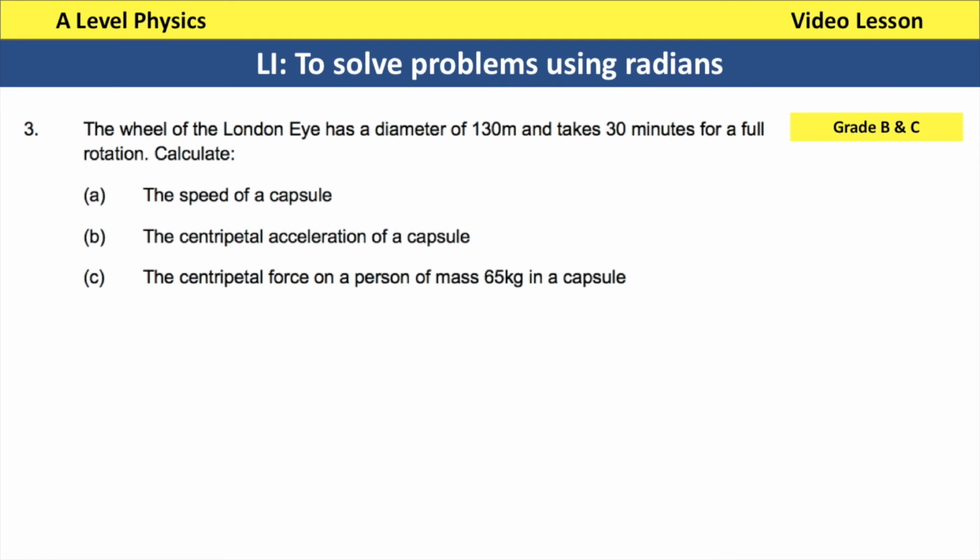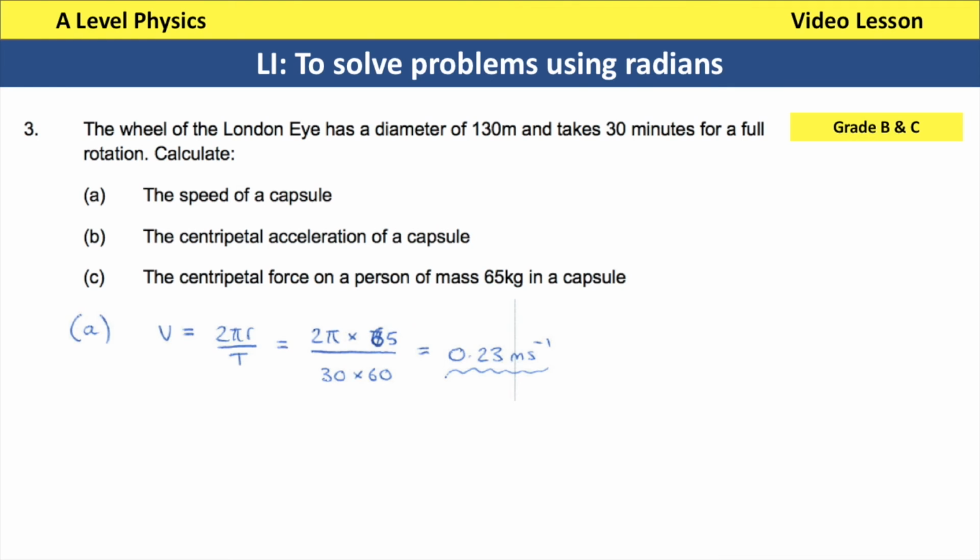Question 3. The wheel of the London Eye has a diameter of 130 metres and takes 30 minutes for a full rotation. Calculate the speed of the capsule. So we've been given its diameter and its period. A little bit of manipulation needed because the diameter needs to be halved to give us the radius, and we need to put the time period into seconds, but it's not too much of a problem. We use v equals 2 pi r over T, so 2 pi times 65 divided by 30 times 60 gives us 0.23 metres per second.